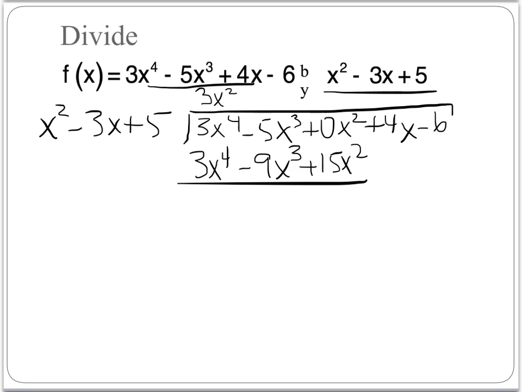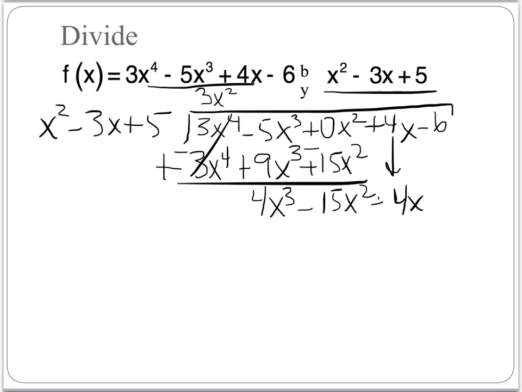Now remember, with long division we would multiply, and the next thing we would do is subtract. So that's what we're going to do here. We're going to subtract this entire polynomial here. And remember, when we subtract polynomials, we have to change that to addition and change all the signs to the right. Now we combine like terms. So 3x to the fourth and negative 3x to the fourth is 0. Negative 5x cubed and positive 9x cubed is 4x cubed. And then 0x squared and negative 15x squared, we get negative 15x squared. And then we bring down the rest of it just like we would with our regular numbers.